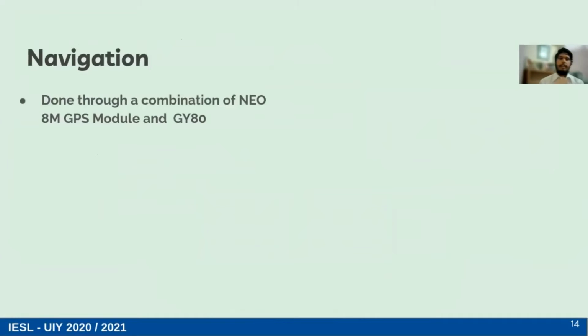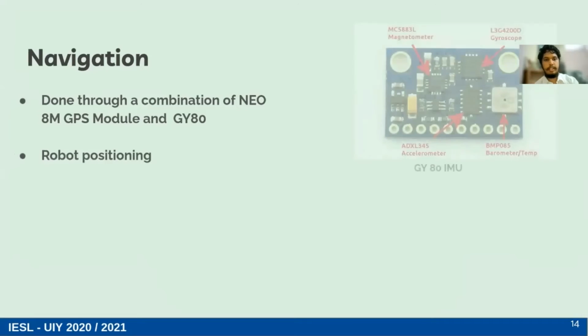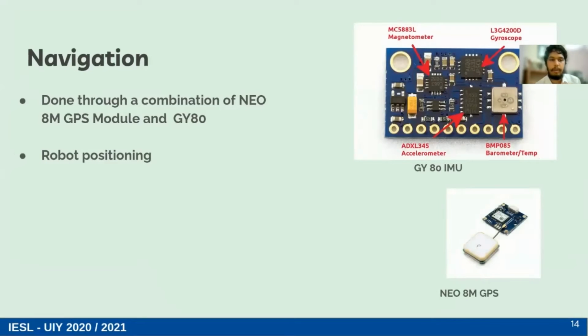So navigation is mainly done by a combination of the new item GPS module coupled with the GY80 IMU. These sensors are important in robot positioning, specifically the magnetometer and gyroscope, since the whole system is sort of a GPS waypoint based navigation system. These sensors are very important.